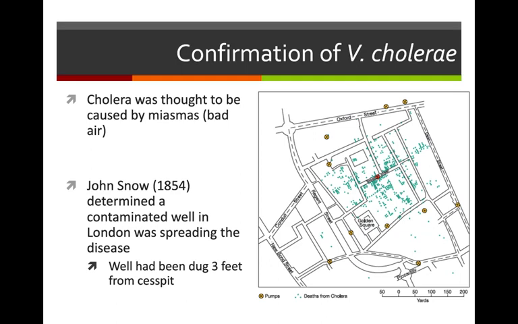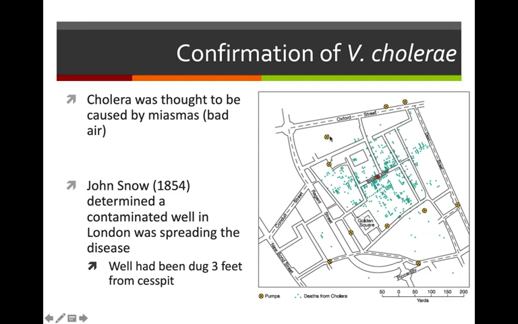Much like all diseases, the symptoms of cholera were thought to originally be caused by what we call miasmas, or the bad air, right? You smell bad air, you're going to get sick. The quote-unquote father of epidemiology, John Snow, determined that in 1854, an outbreak of cholera in London was originating from a contaminated well. So people used to get their water from wells.